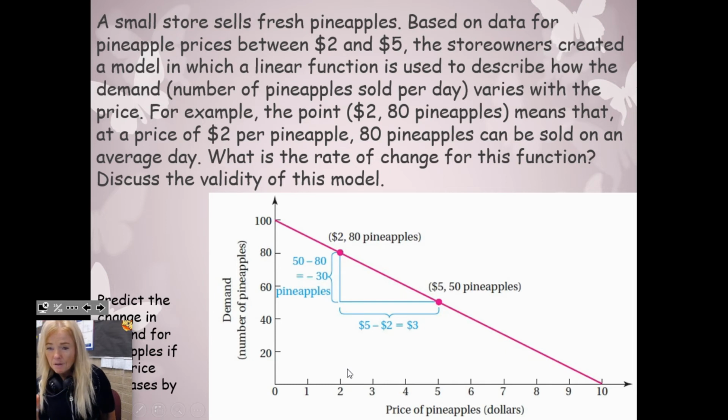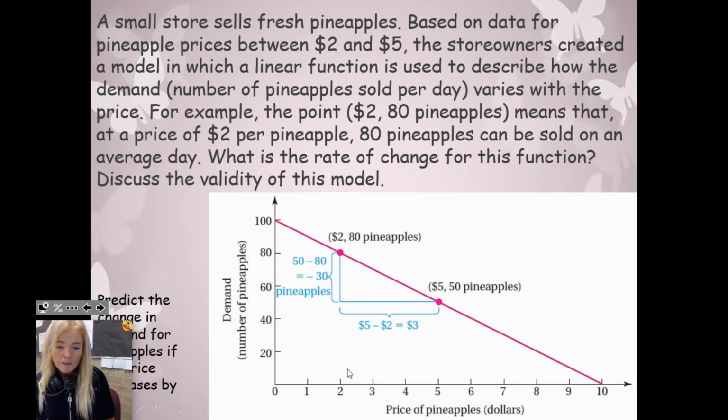Notice that the change in demand is negative because one is decreasing while one increases. The increase in price decreases the amount of pineapples sold, and that's why we have a negative rate of change. We have to make sure that our rate of change is modeled correctly. If it's a decrease, then it's negative. If it's an increase, it's positive. So be careful with that.